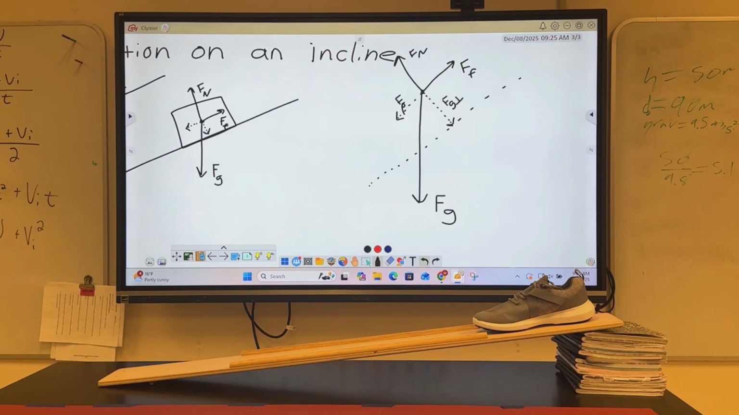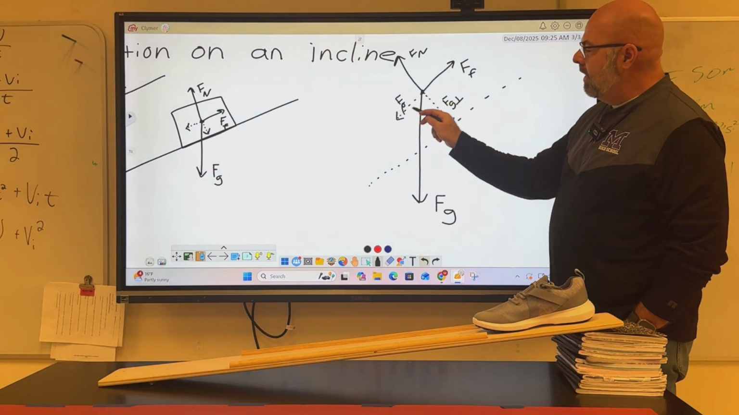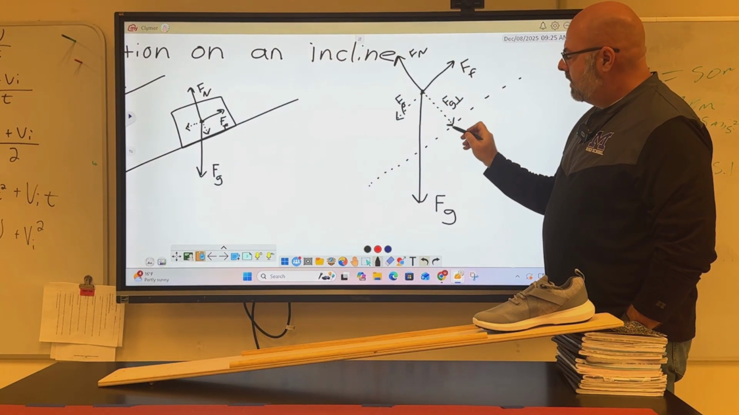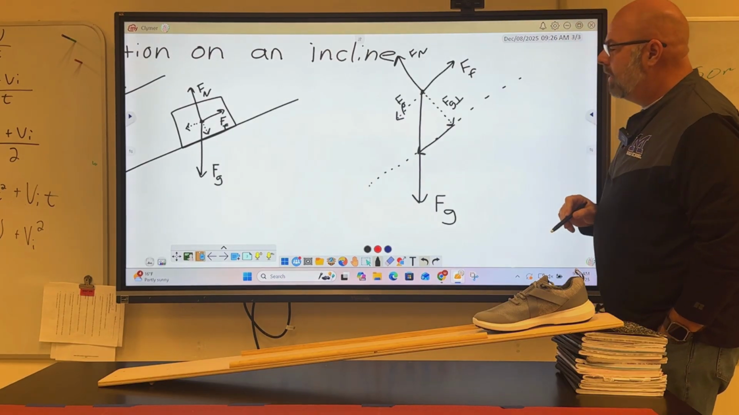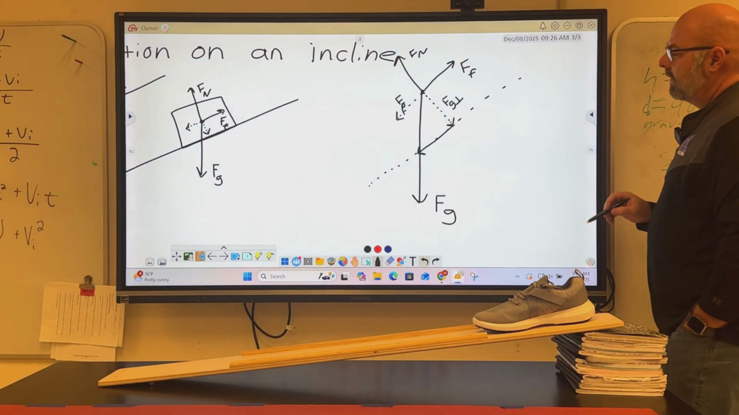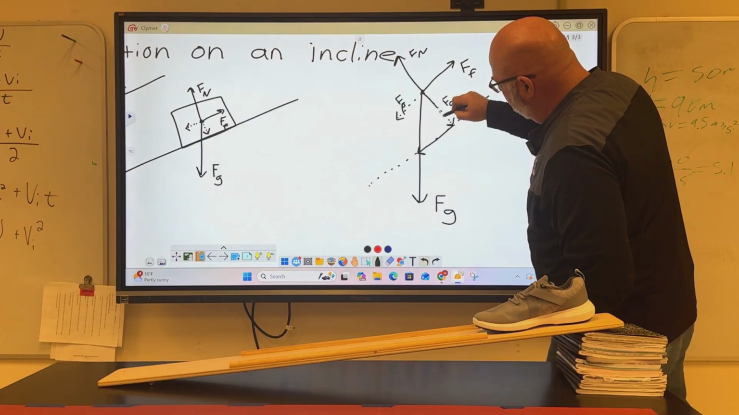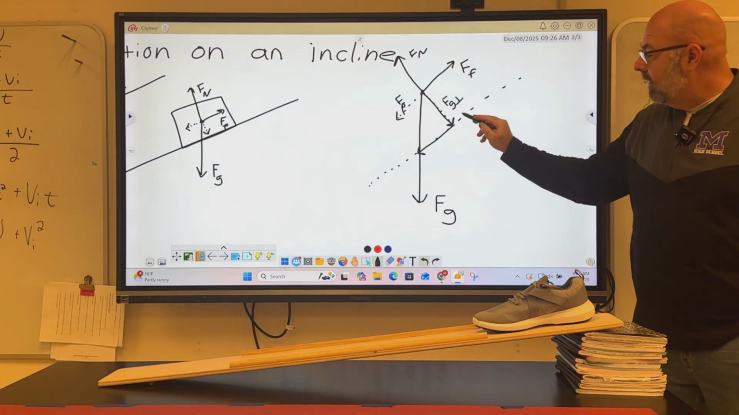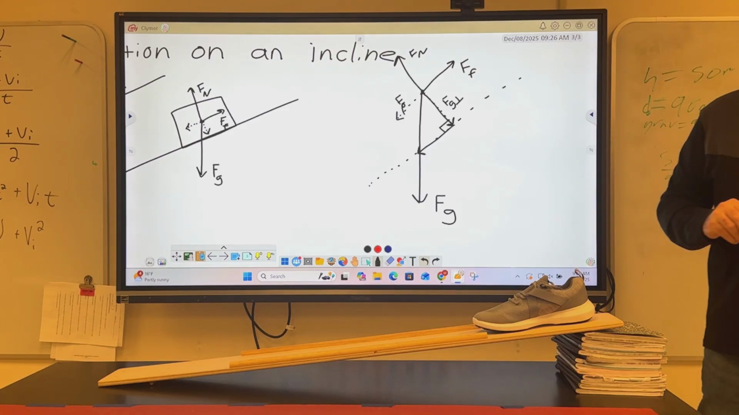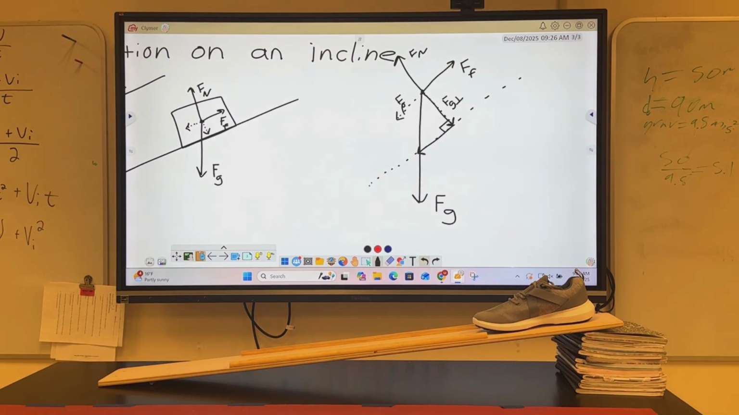So I'm going to translate this vector down to here, and I'm just going to fill this in. And what have we created? A right triangle. So what tool can we get out of our toolkit? SOHCAHTOA.